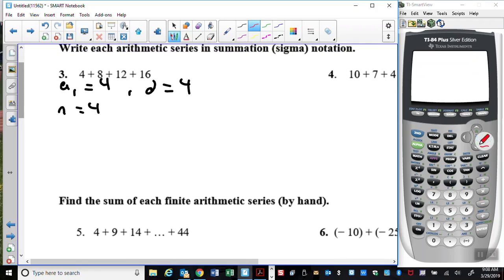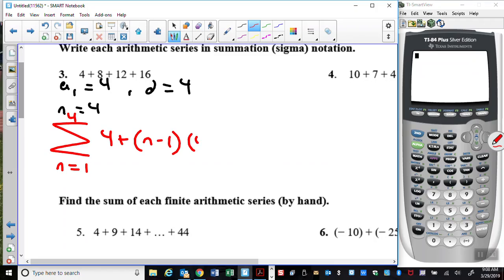So you write that as sigma, n equals 1 goes to 4. And then I write my rule. The explicit rule is 4 plus n minus 1 times 4. So you need to be able to write an explicit rule like we did last time, on day 1. Try number 4 and check your answer.